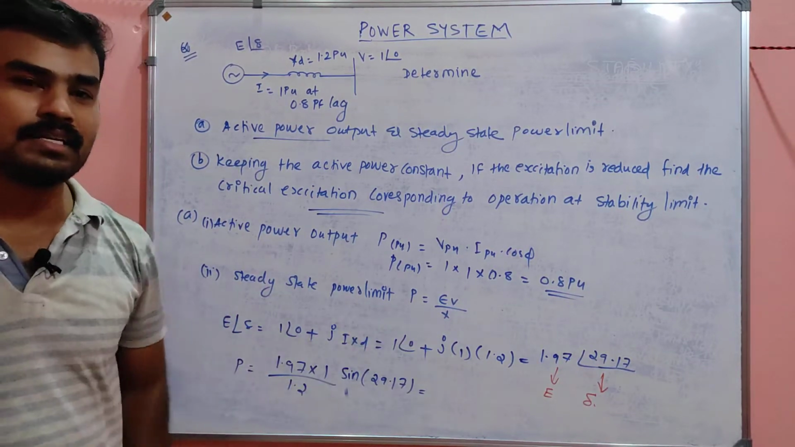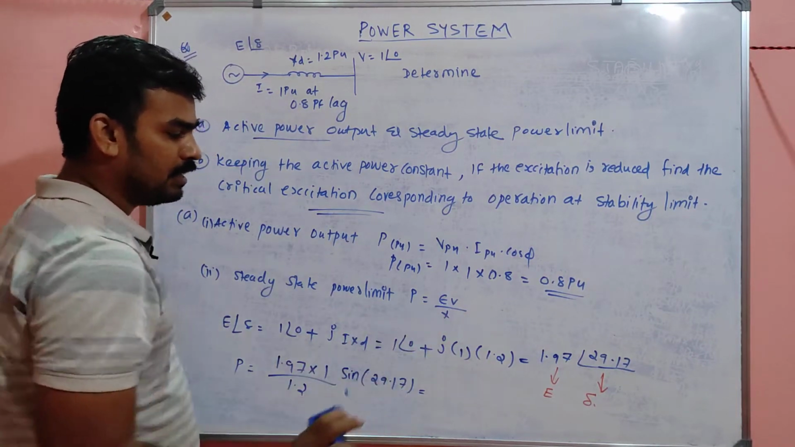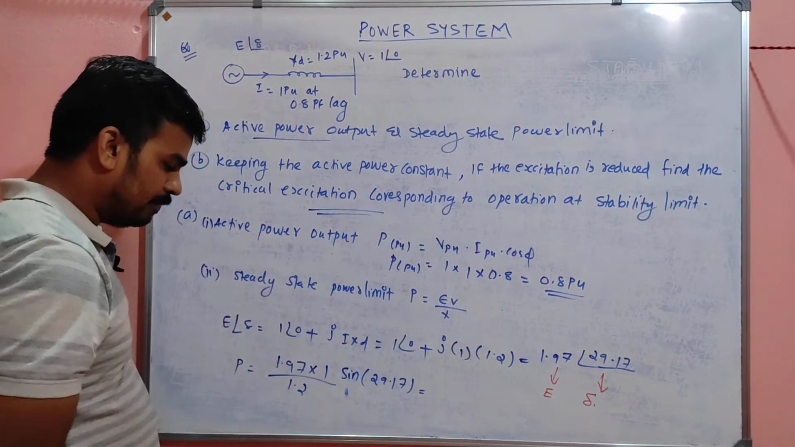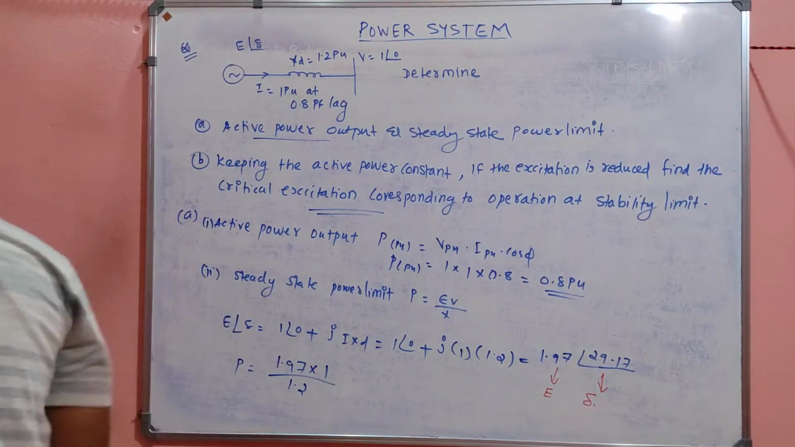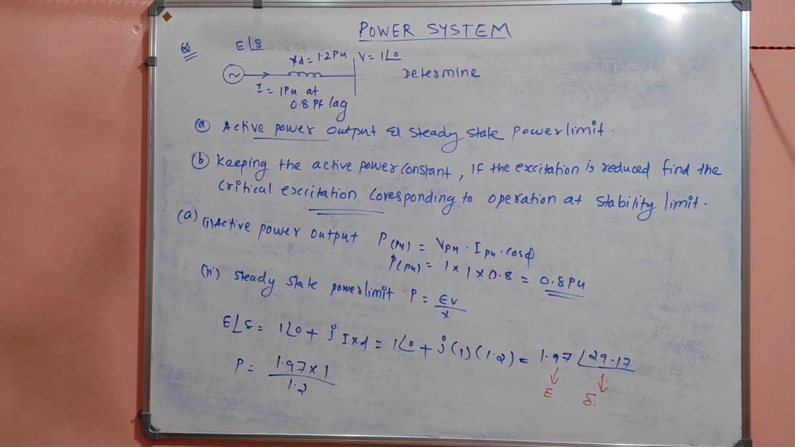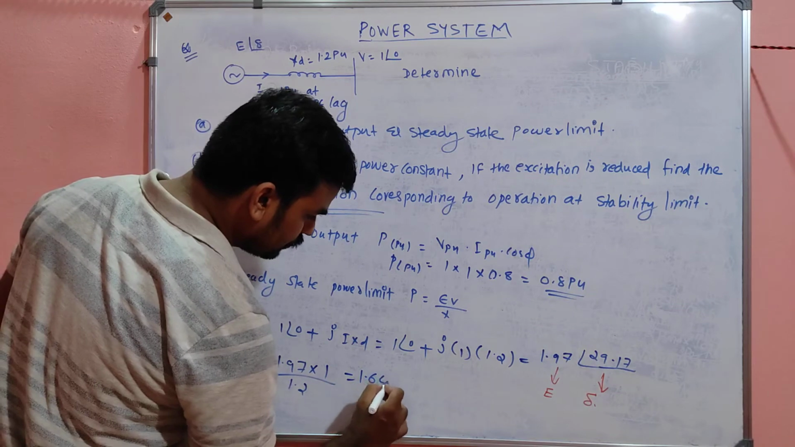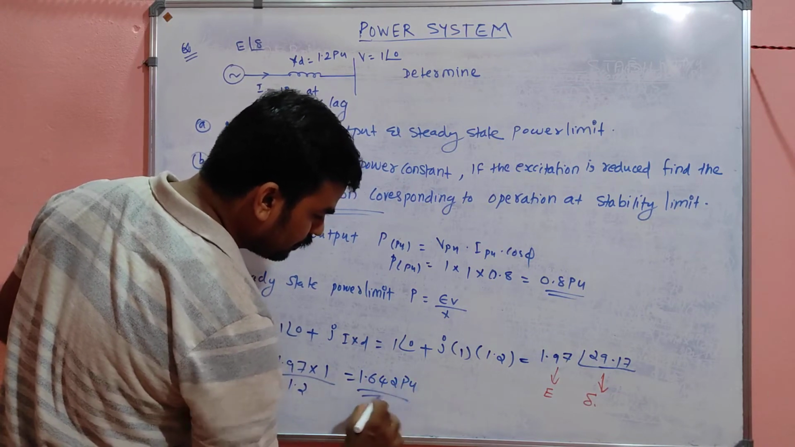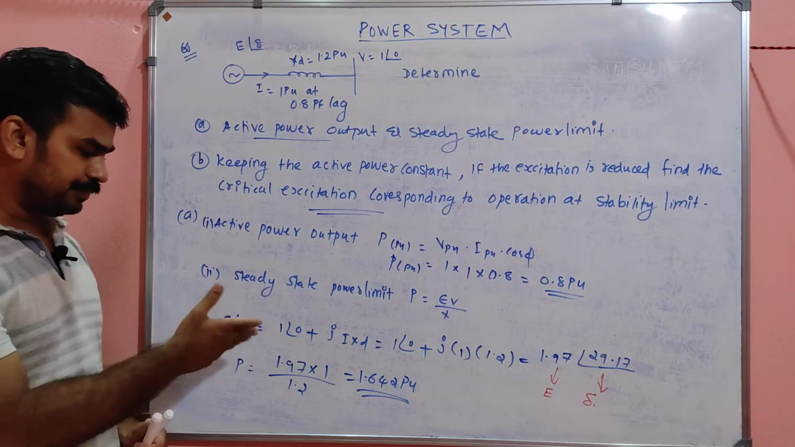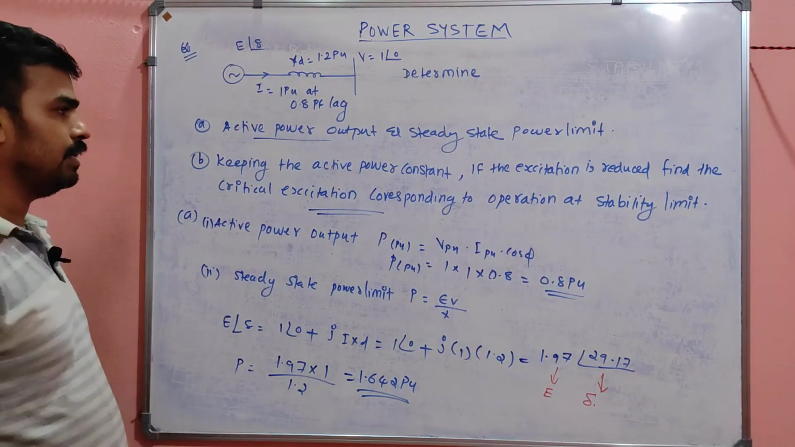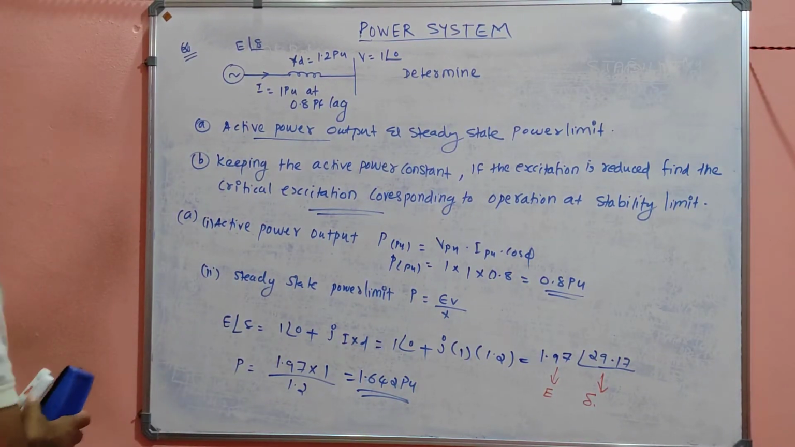Limit angle is nothing but delta is equal to 90 degrees. So sine 90 will be 1. Simply you can have EV divided by X only. So EV divided by X only you have to calculate, and the answer will be nothing but 1.642 per unit. So that is the steady state power limit. So A section is over. Next one, B.